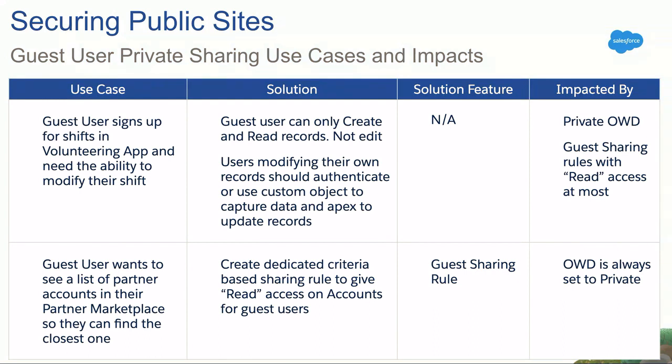Another use case would be if a guest user wants to view partner accounts in a partner marketplace and find partner accounts closest to them. Again, the guest user has private org-wide default, and you can only get access through a guest user sharing rule, which grants at most read access. Therefore, the guest user needs to get read access on the account. Therefore, you create a guest user sharing rule on account and grant read access.